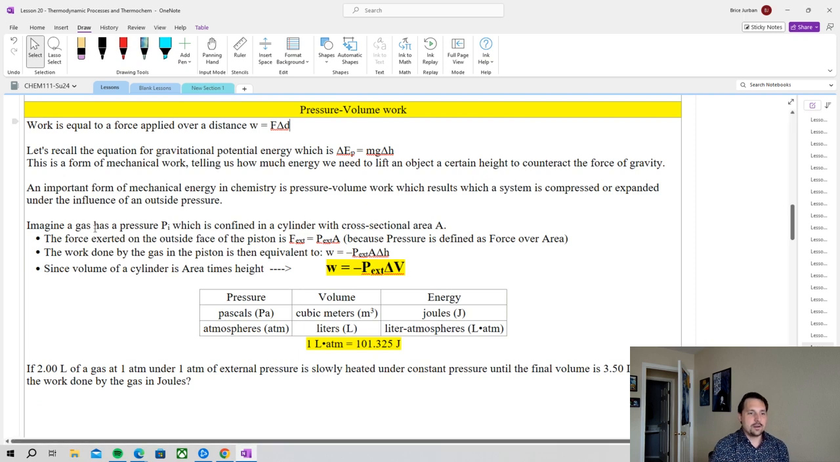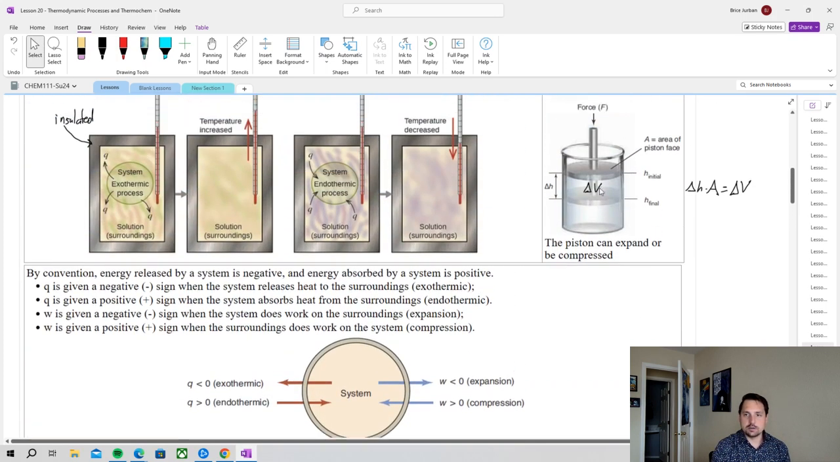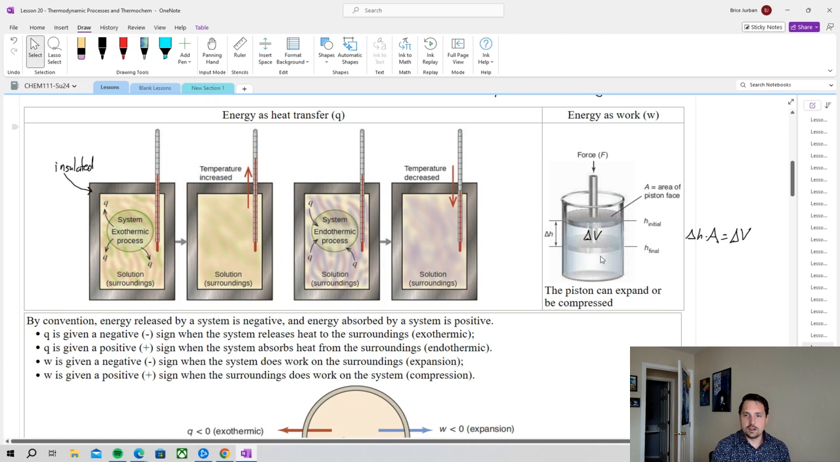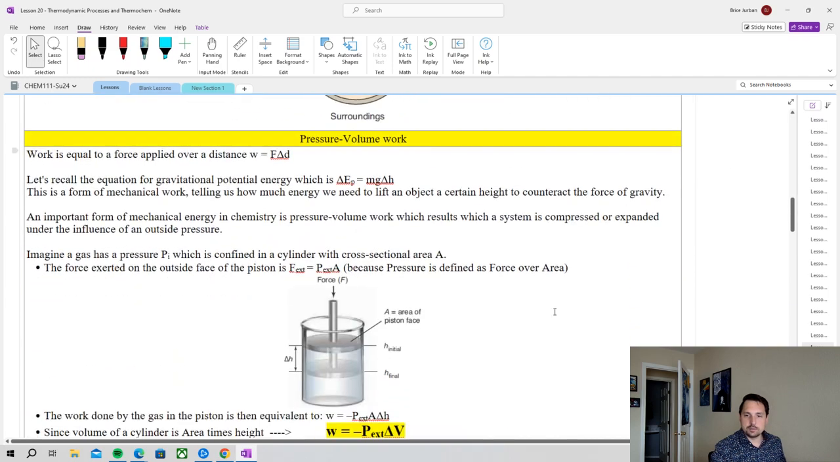Okay, so let's start off by imagining that a gas has a certain pressure when it's confined in a cylinder, and that cylinder has a cross-sectional area A, just like in the picture up here. So we have some pressure inside the cylinder, and then we have an external force being applied here.